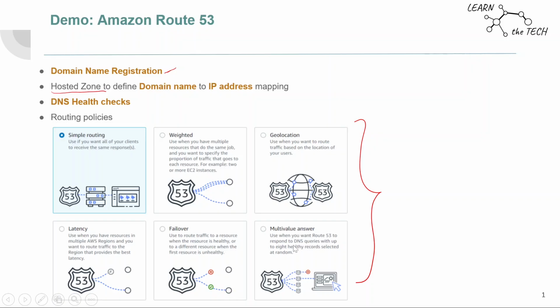So in multi-value answer, basically you will be responding with multiple IP addresses. When I say you, AWS will be responding with multiple IP addresses, but those should be the healthy ones. So AWS DNS health check would keep on checking which are the healthy records, and up to 8 records can randomly be resolved as a response to user's DNS query. So these are the different routing policies. So we will see the simple, weighted, and geolocation amongst these.